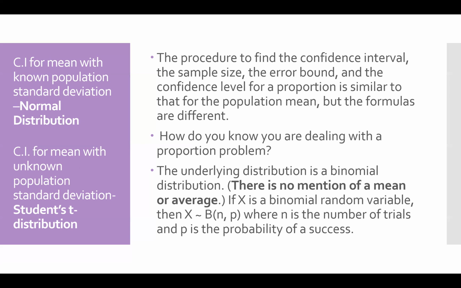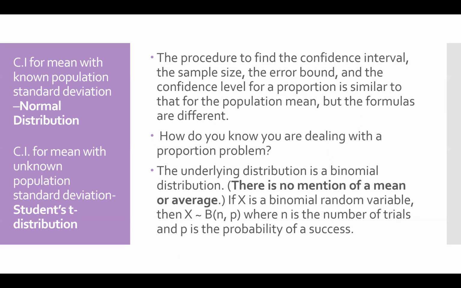Again, that's kind of underlying, it goes on behind the scenes, but just so you know that if you were ever asked which distribution are you using for the mean, where you know the population standard deviation, we use the normal. For the mean, when you do not know the population standard deviation, we use student's T. And if you're dealing with proportions, we're going to use a binomial distribution.